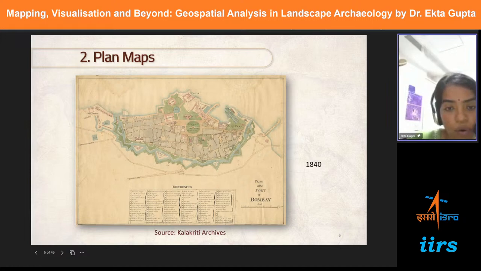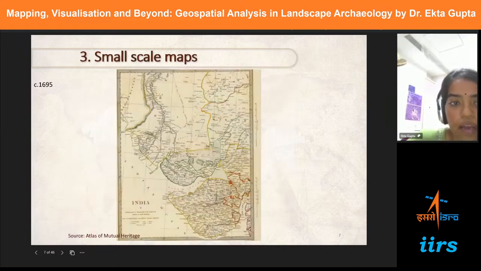This is another example of Bombay Fort, which is clearly seen in this map. But if you look at today's satellite image, or if you go to this site, you won't find all these remains. But these old maps preserve the old fortification, so we can understand how it was built.